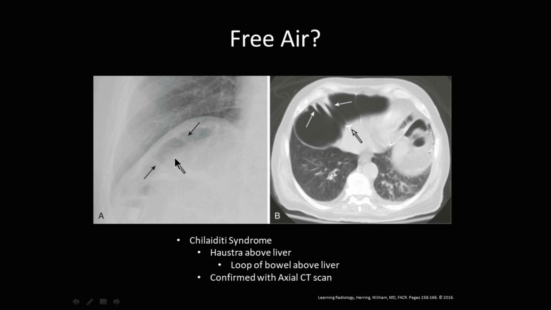Is this free air? It's a little bit of a hazy image here, but this is above the liver, and when you look here, it looks like there's free air. However, if you look very carefully at the haustra, and somebody did a CT scan just to prove it, that is actually Chilaiditi syndrome. This is essentially the large bowel going over the top of the liver, and that will simulate what might be free air, but it's not in fact, because of those haustra.